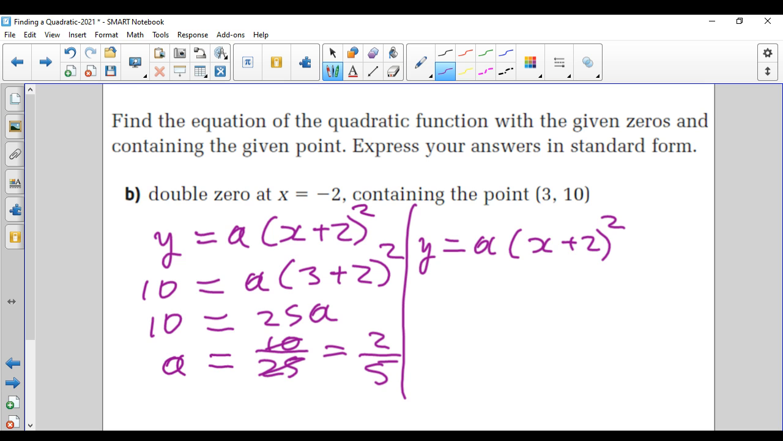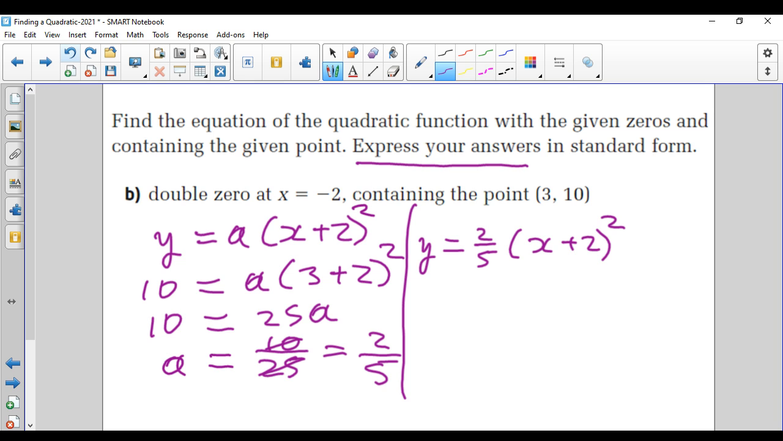Well, we have the a. Why am I saying a? We should just write the a in. No longer just a, but 2 over 5. Okay? And there you go. That's your equation.